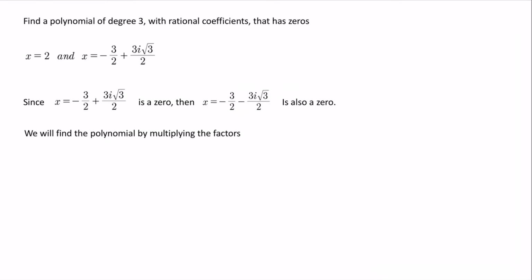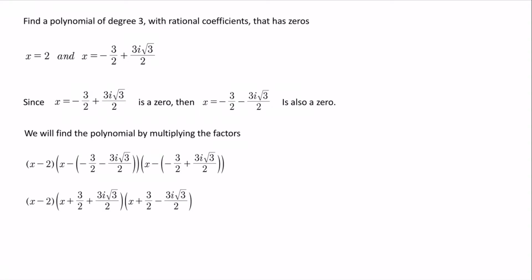We will find the polynomial by multiplying the factors x minus 2, x minus negative 3 halves minus 3i root 3 over 2, and x minus negative 3 halves plus 3i root 3 over 2. In other words, we will subtract each of the zeros from x inside the parentheses in these factors. We can simplify this multiplication process by distributing the negatives through the inner parentheses in the last two factors.